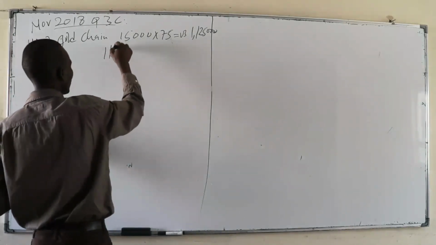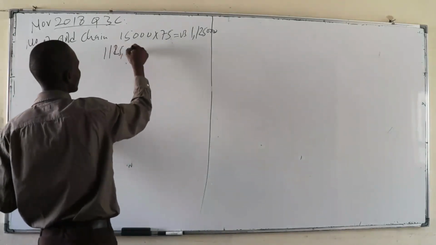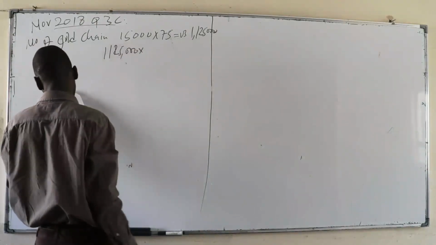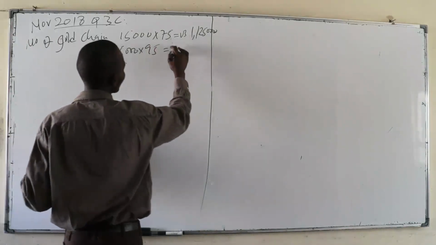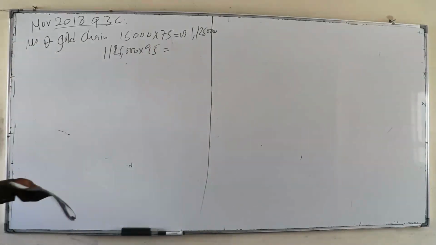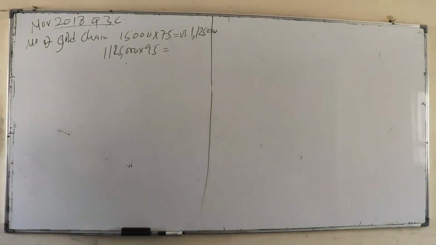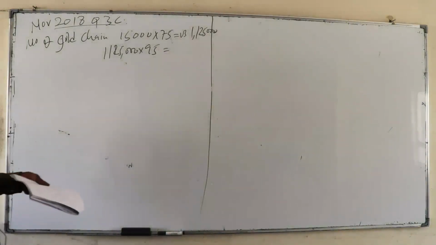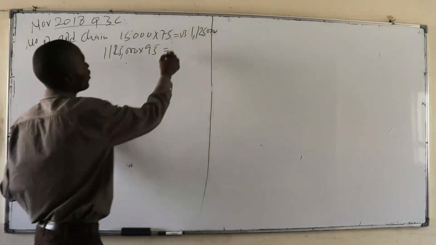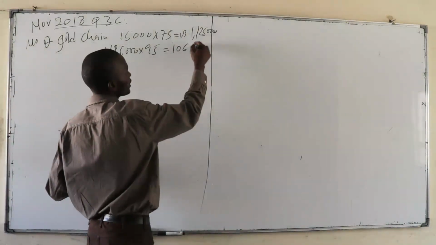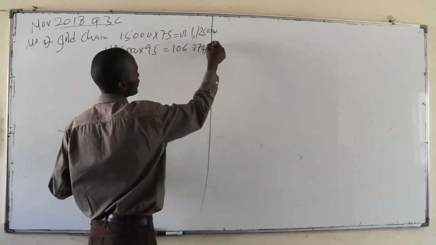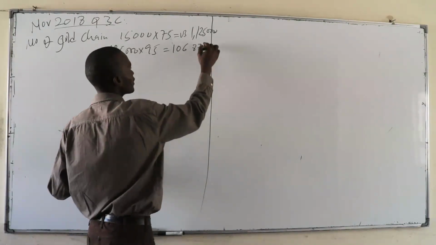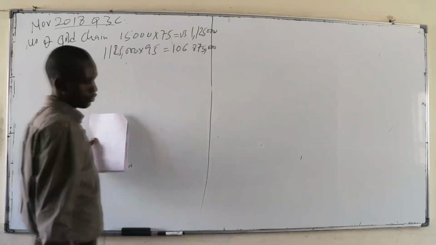It will be 1,125,000 multiplied by $1, which is equal to how many? 95 shillings according to the question. How much will it be in Kenyan shillings? That is 106,875,000. That is the cost of those dollars.